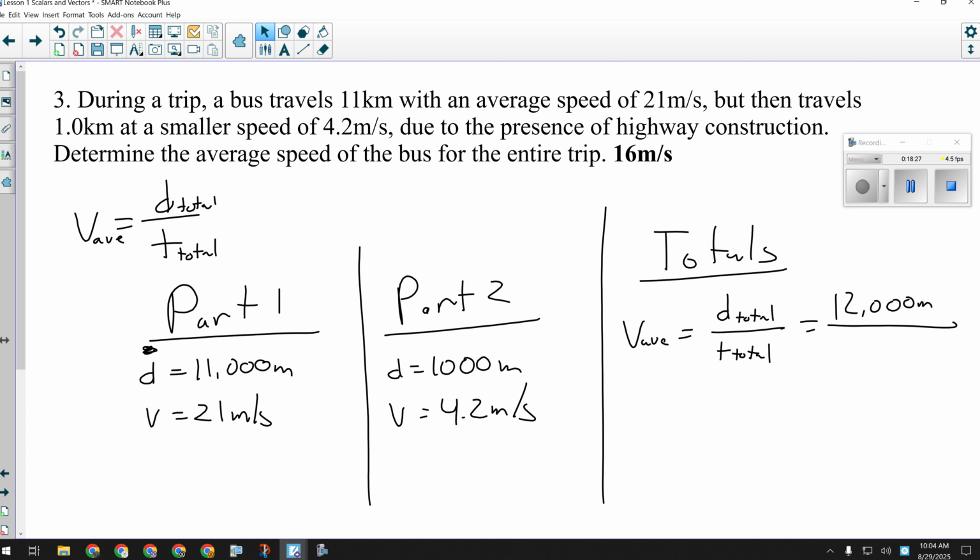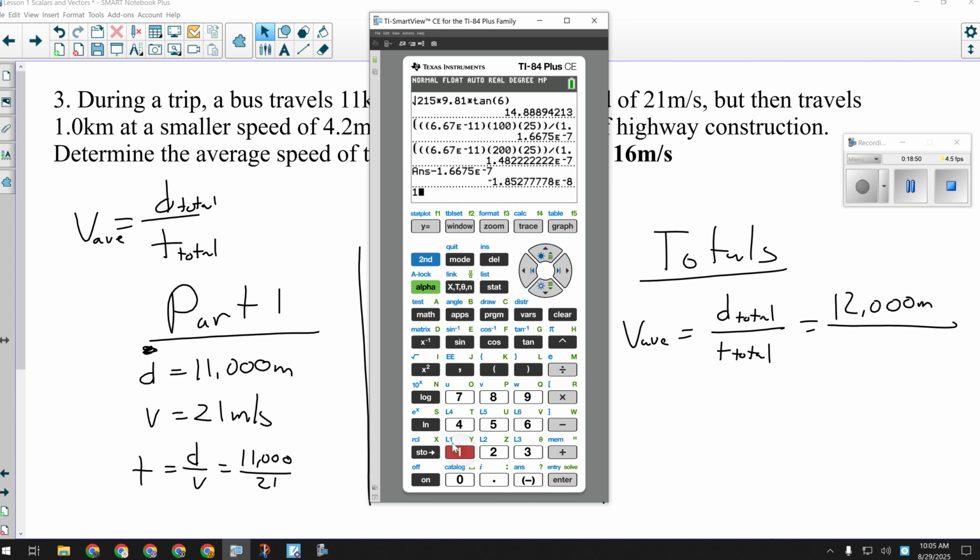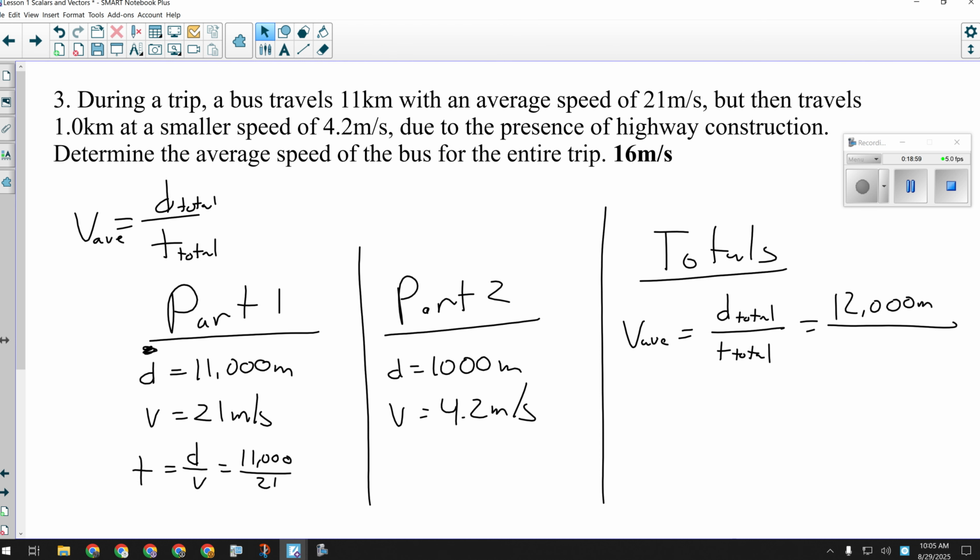What I don't have is times anywhere. Can I find them? Yeah, just have to do this in each part, right? I have enough information to get the time for each one of those parts. So I would go 11,000 divided by 21. So that first part's going to take 523.81 seconds. By the way, I'm rounding off when I write on the board. I'm keeping all the decimals in my calculator, as you should.